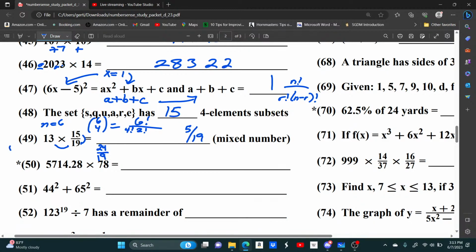And then I say, okay, 15 is 4 less than 19, so I do 13 minus 4 is 9, plus the extra 1 is 10.